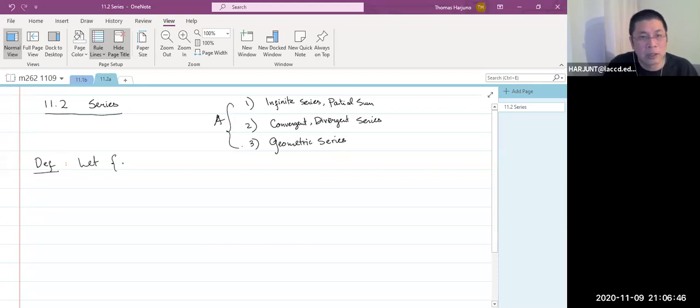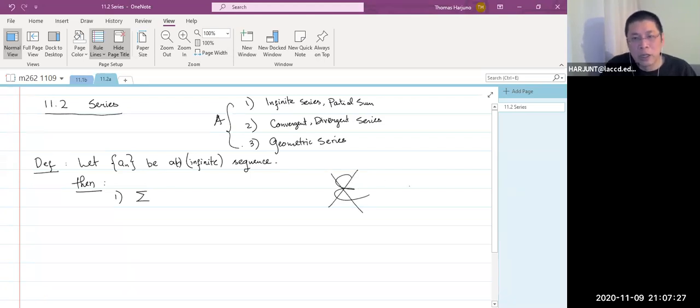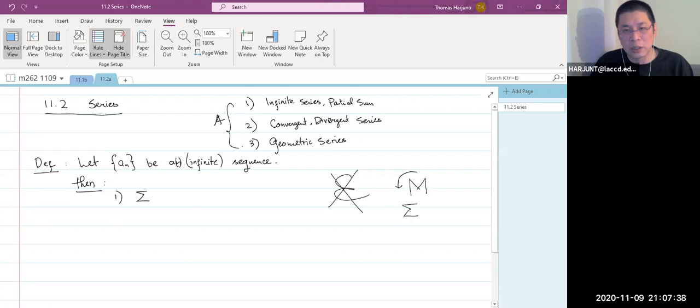Let a sub n be an infinite sequence, or simply a sequence. First, the sum. Now the sum notation here, not E, not like that. Please don't write it this way. It should look like a capital block M that you rotate counterclockwise 90 degrees such that it becomes this.